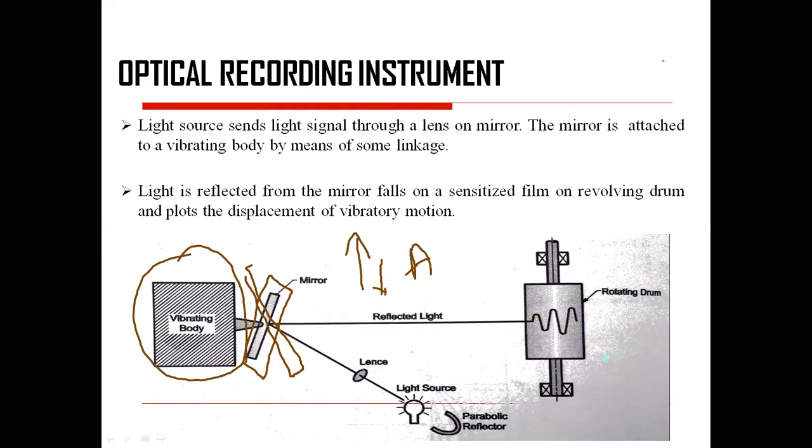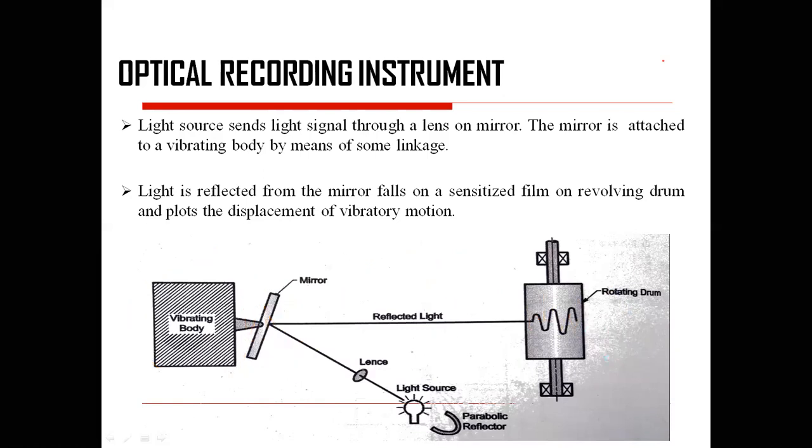Okay, so based on this you are getting the trace, and you can calibrate that trace, or you can come to a conclusion what is the condition of vibration of that body. So that one has been specified. So a light source sends a light signal through a lens on a mirror. The mirror is attached to a vibrating body by means of some linkage. So light is reflected from the mirror. So here this one is a mirror actually. So this mirror is trying to generate an output. This mirror will also vibrate. That reflected light falls on a sensitized film on a revolving drum and plots a displacement of the vibration.